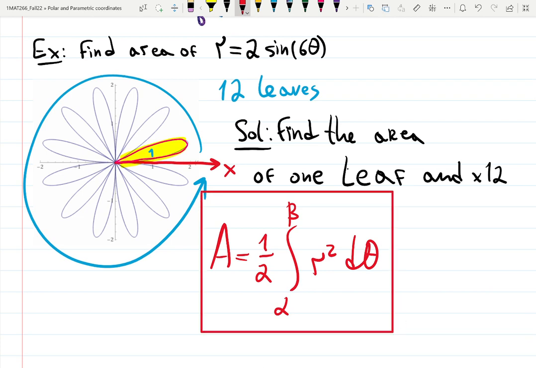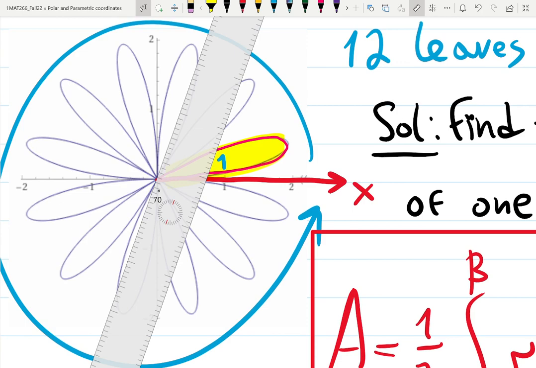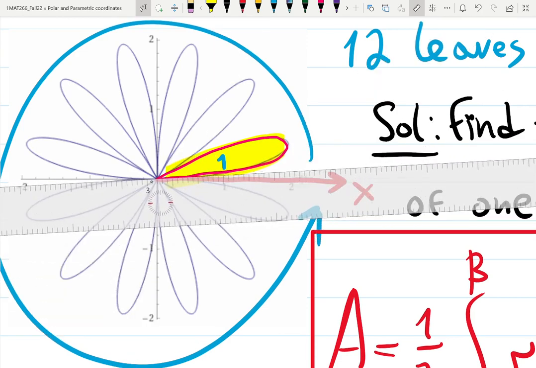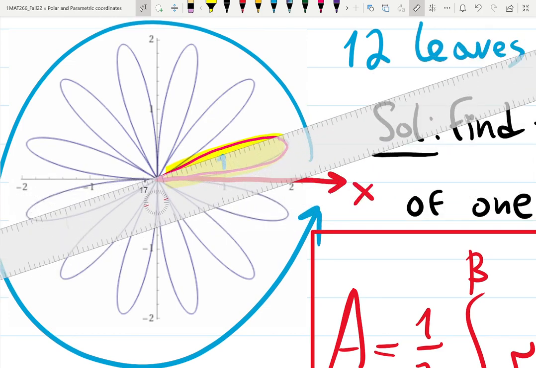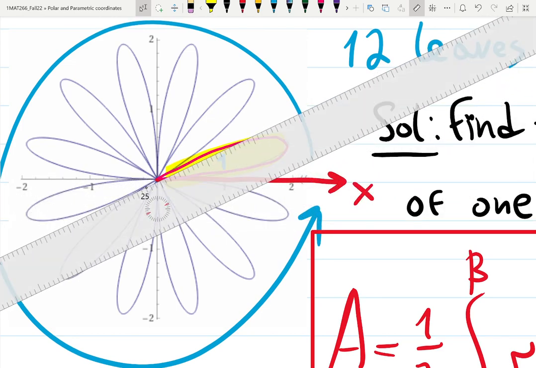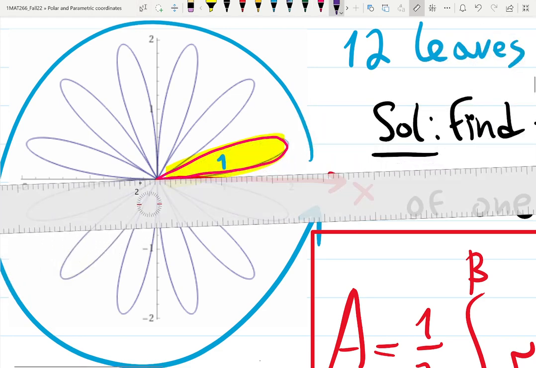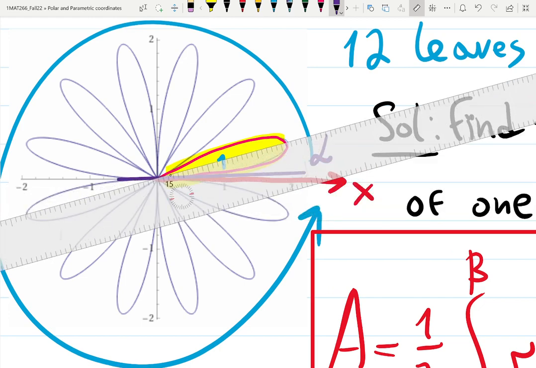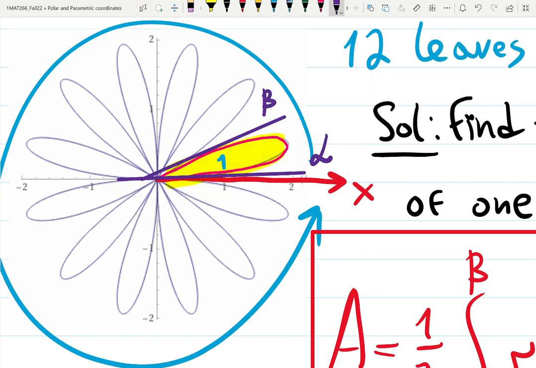We need 2 angles for this leaf. Let me use my ruler again. Here's the first angle, and we need the second angle, and we're gonna scan from the first angle to the second angle, and we don't know those. So let me make a sketch and then show you that the sketch is wrong. This is alpha, and we're gonna scan from alpha to beta. If we scan from alpha to beta, that will be too much, right? It will be like so.